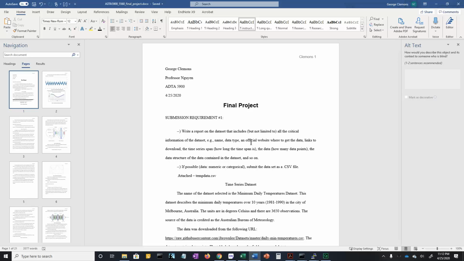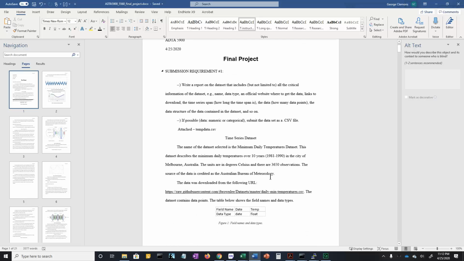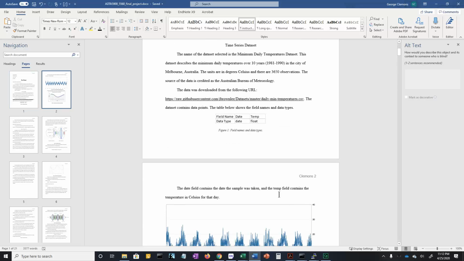The time series data set that I selected is the minimum daily temperatures data set. It includes the minimum daily temperatures over 10 years from 1981 to 1990 in the city of Melbourne, Australia. The units are in degrees Celsius, and there are 3,650 observations. The source of the data is credited as the Australian Bureau of Meteorology. And it basically includes two fields: the date and the temperature.